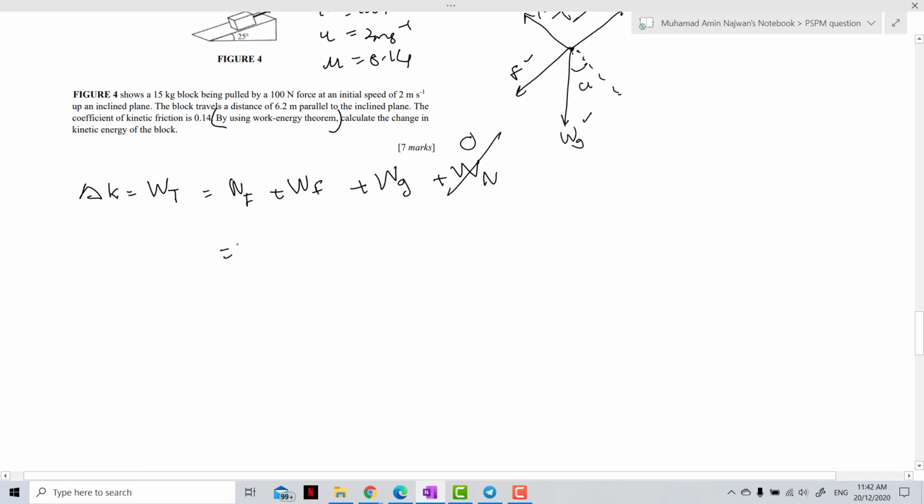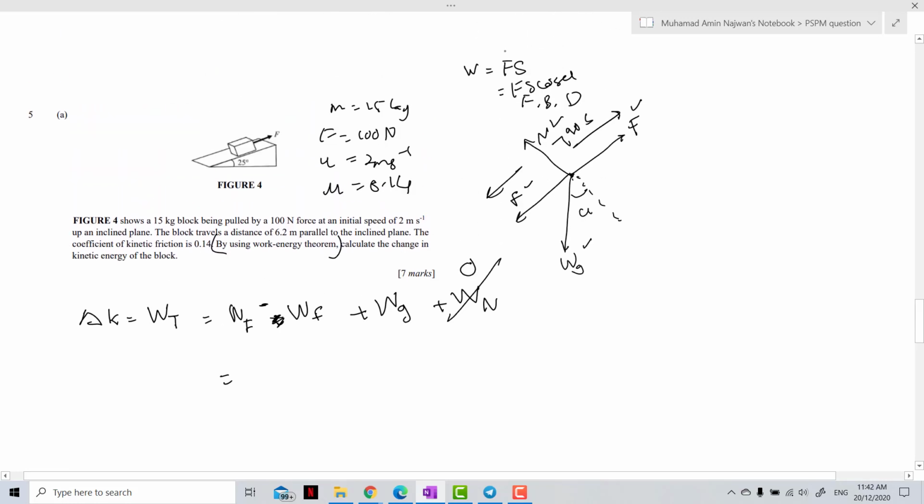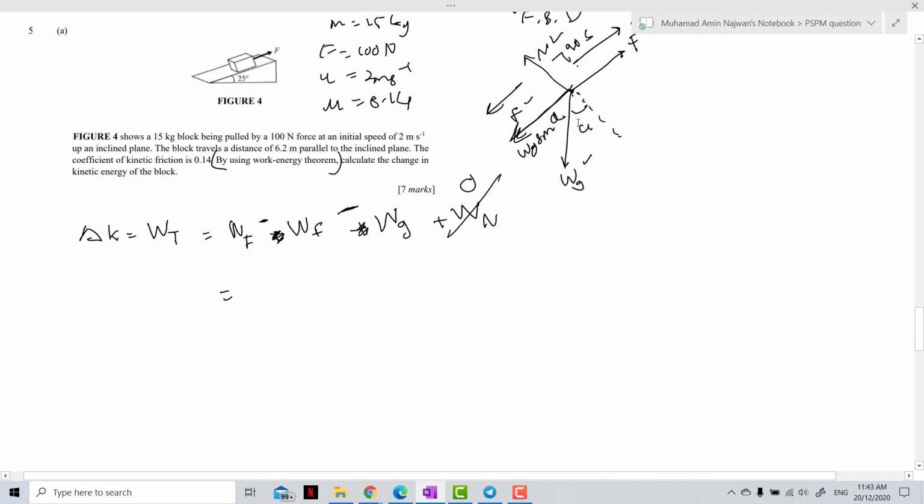Then you need to know that this is negative, because our friction is over here and our displacement is to the right. This one is also negative, because as you can see here, our work G is actually here, W G sin theta. So this is negative because it is in the opposite direction to our displacement. Okay, so let's find it one by one.